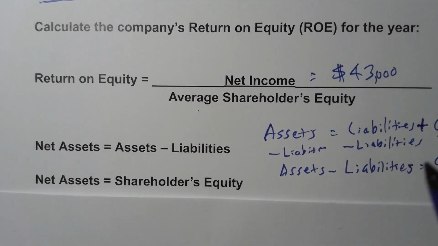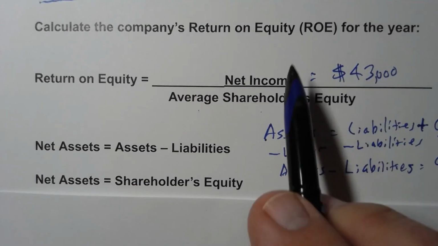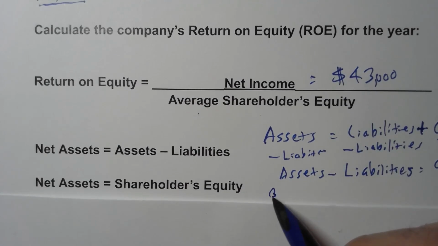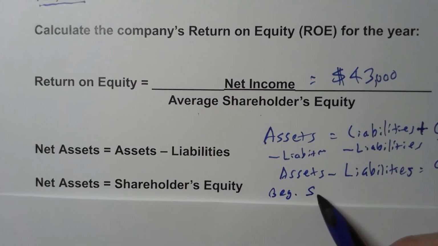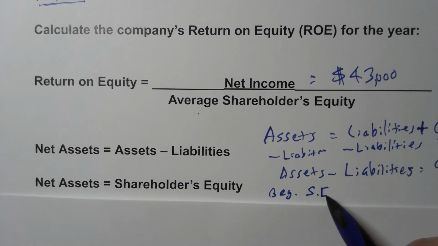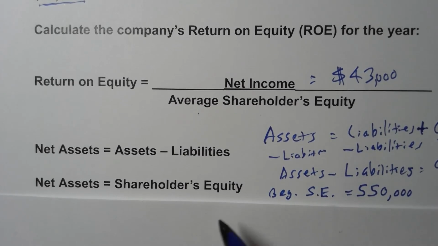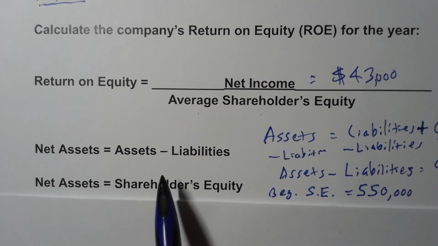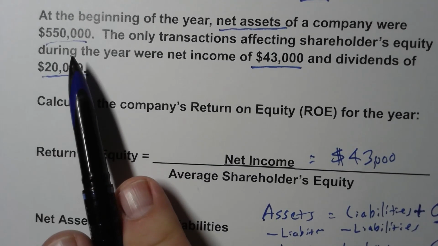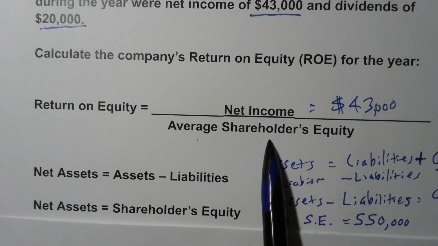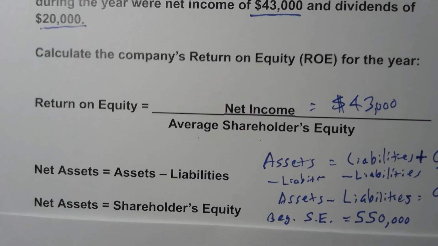So in this case, our beginning net assets are $550,000. So beginning shareholders' equity, because the net assets are that, our beginning shareholders' equity is equal to $550,000. That's the beginning one. And we know that is because net assets equals shareholders' equity, and we are given net assets. So we know the beginning shareholder equity, but this is asking for the average shareholder equity.